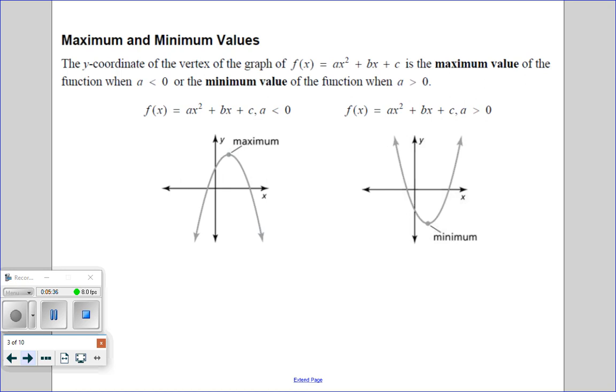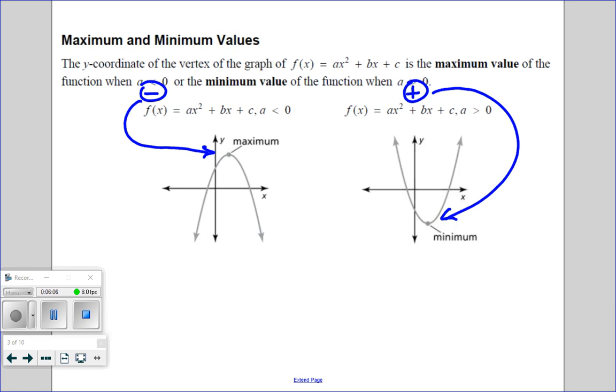So if A is less than 0, which is just fancy for negative, then we know that this is going to open downward like this, and your vertex is going to be a maximum. And the y-coordinate of your vertex is the one that gives away what is that maximum. Okay? And then if A is greater than 0, which is just fancy for positive, then it opens upward and our vertex is a minimum.